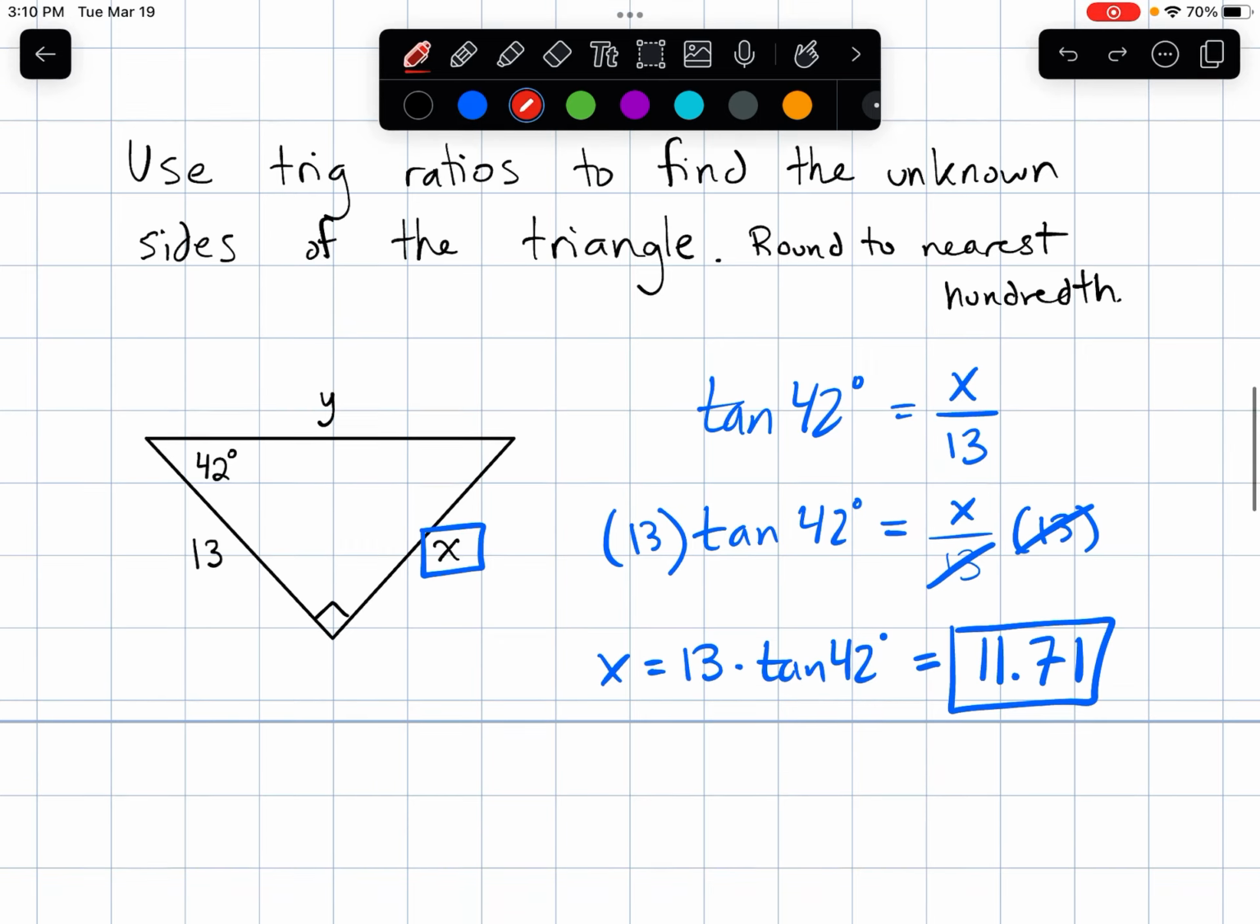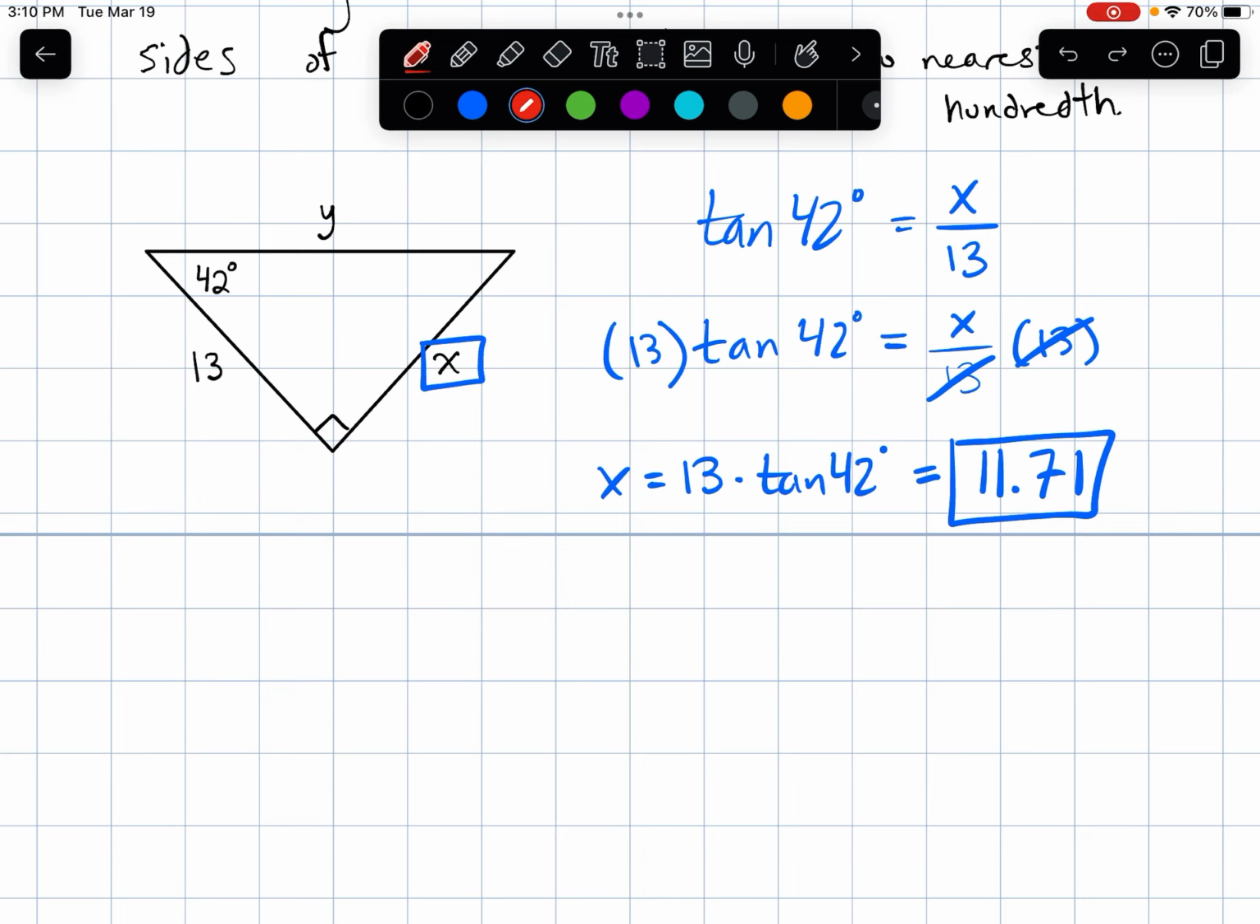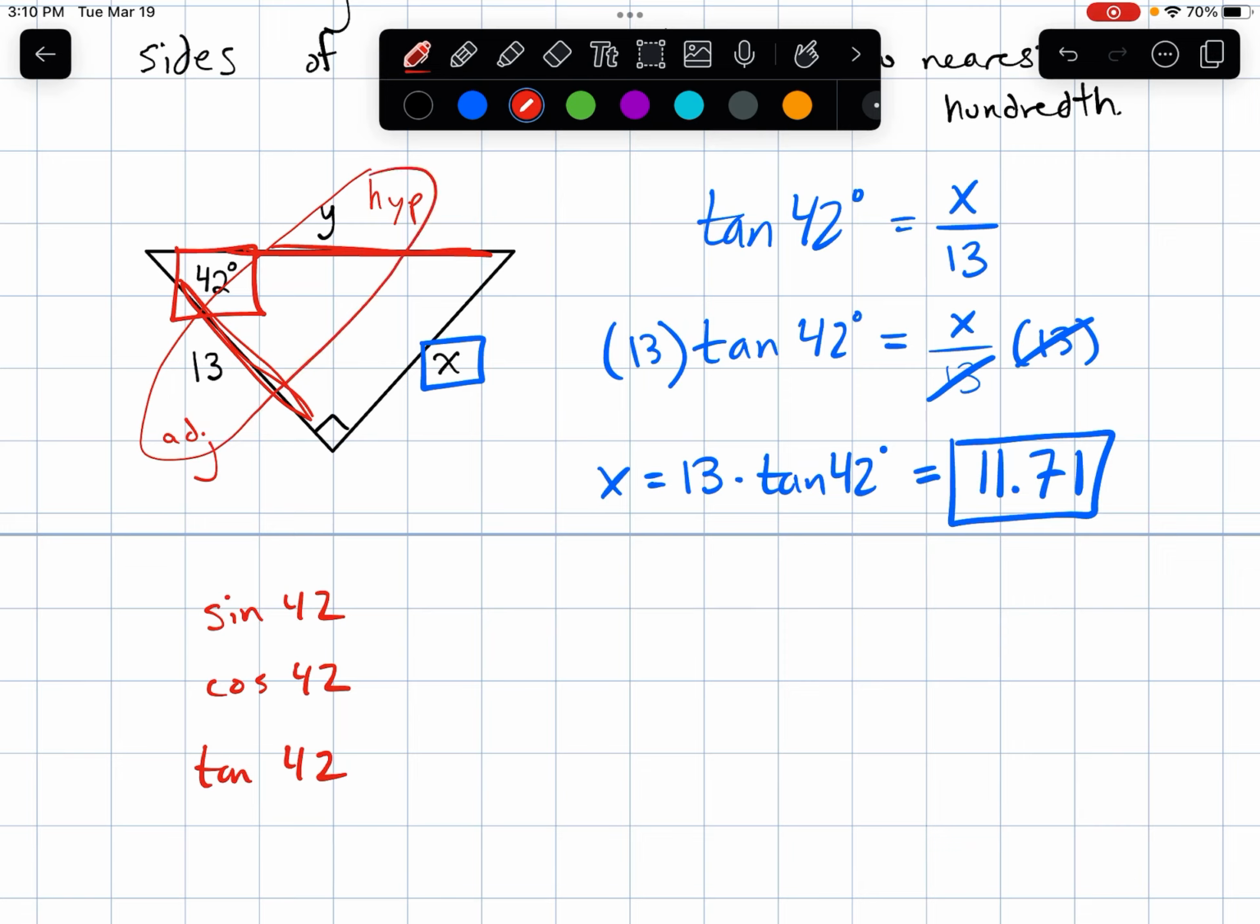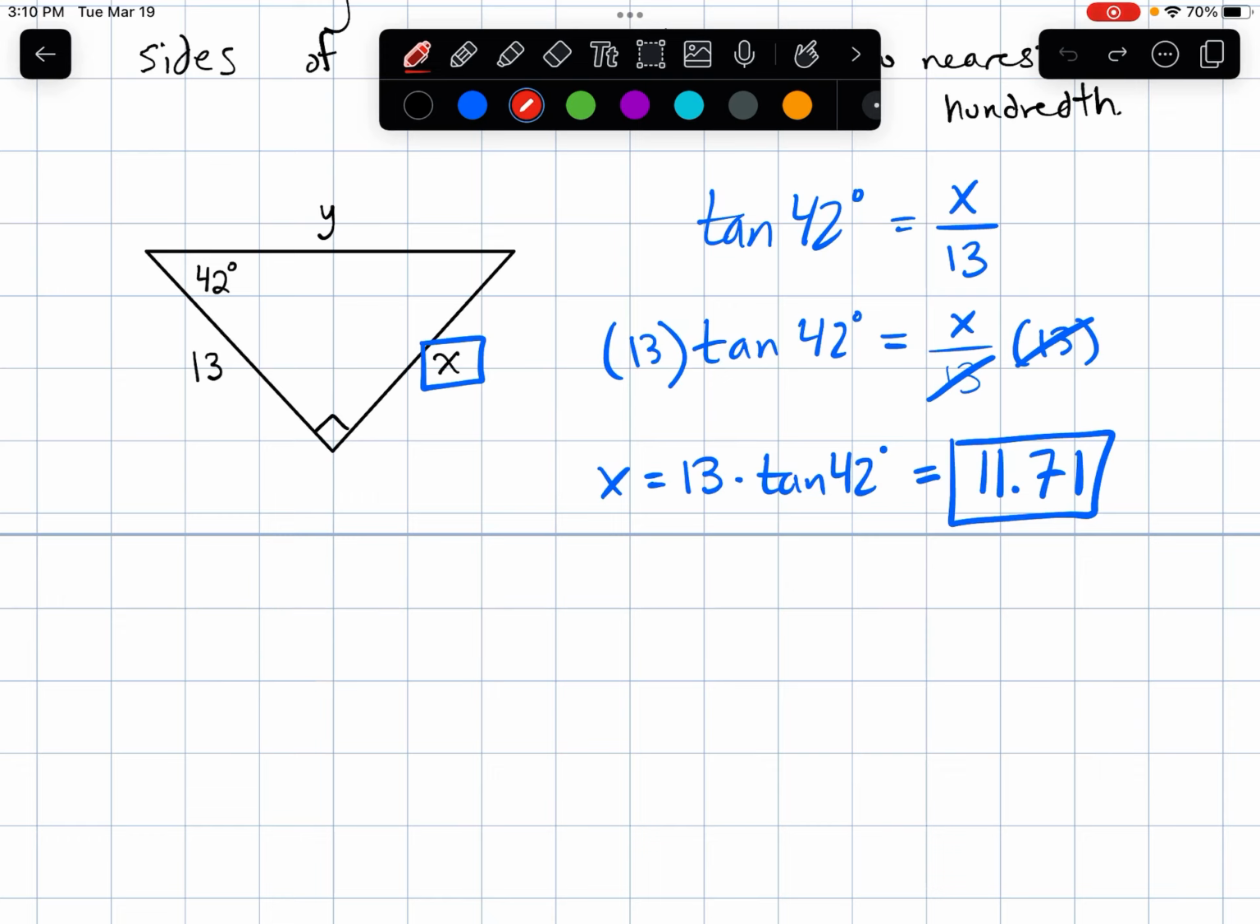So I'm going to look for y, again using that same idea. So I have to figure out if I'm going to use the sine of 42, the cosine of 42, or the tangent of 42. So if I look at what I'm given in comparison to that 42, we know that y is the hypotenuse and 13 is the adjacent. So my trig function that uses the adjacent and the hypotenuse is the cosine, right? Think of SOHCAHTOA. So I'm going to use the cosine of 42. And we're going to say that the cosine of 42 we know is adjacent over hypotenuse. So it has to be 13 over y because 13 is the adjacent and y is the hypotenuse.